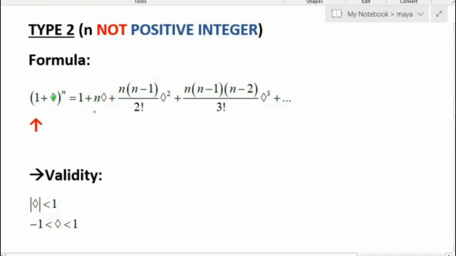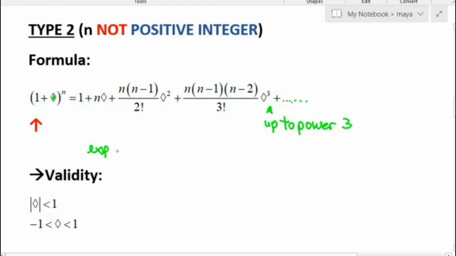When there is n, we divide by 1. When n minus 1, this is 2 factorial. For this one, n, n minus 1, n minus 2, so there are 3 things here over 3 factorial. Of course, the diamond thing is also to the power of 3. This expansion will be endless, so normally the question will ask you to expand up to power of 3. So up to power of 3 means you will expand until here.